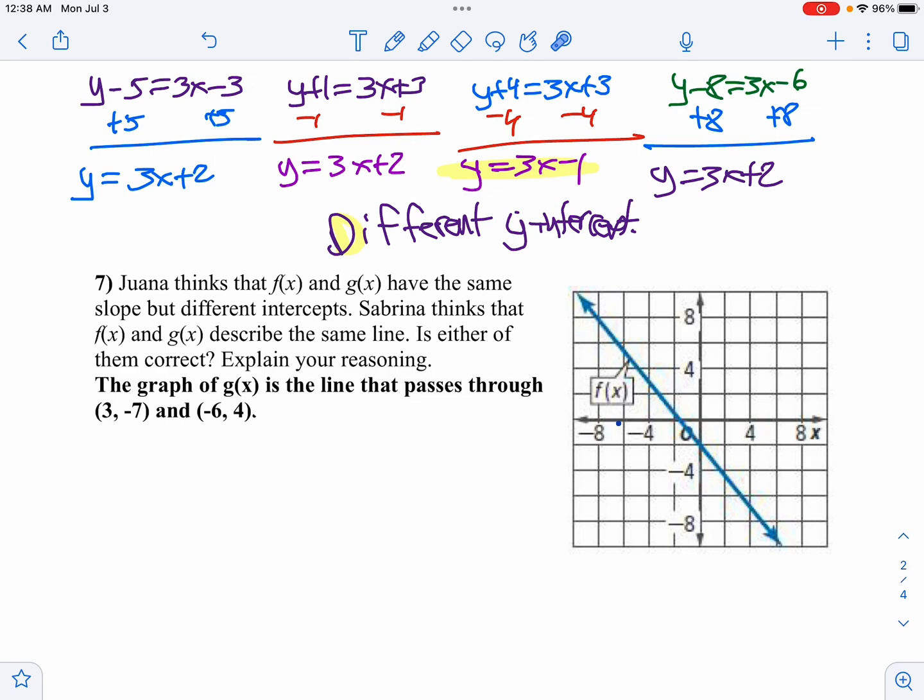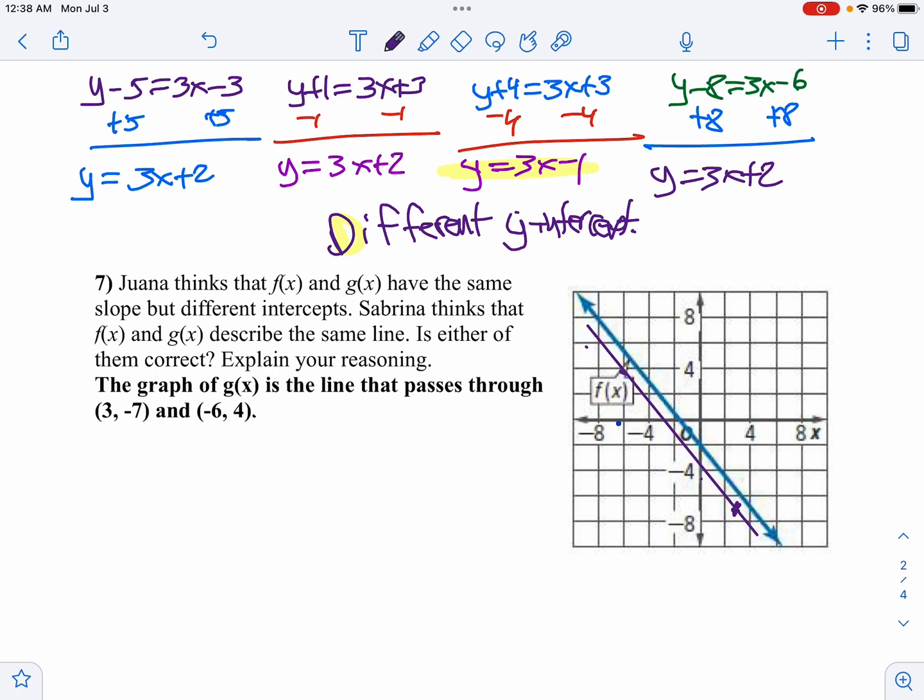Let's just plot 3, negative 7. So I'm going to go over 3 and then down 7, which would be right about here. So we can definitely see they're not the same line, so Sabrina is definitely not right. And if we plot negative 6 and up 4, it seems like these two lines are parallel, doesn't it? If I can draw that line in here, if it's going to show up for me. There we go. And it seems like they're parallel.